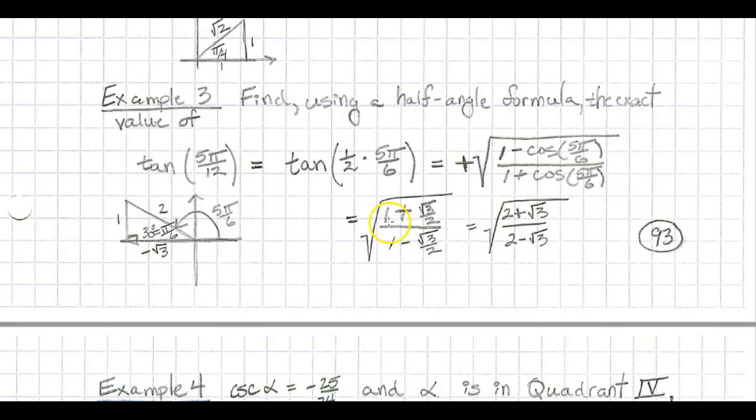So this is 1 minus cosine of 5 pi over 6, which is 1 plus root 3 over 2, divided by 1 plus cosine of 5 pi over 6, which is 1 minus root 3 over 2. So the numerator here, if I multiply it into one fraction, it's 2 plus root 3 divided by 2. And the denominator is 2 minus root 3 all divided by 2. So the divided by 2's would cancel, and I get 2 plus root 3 over 2 minus root 3. And then the whole thing is under the square root, because this is what we had originally.